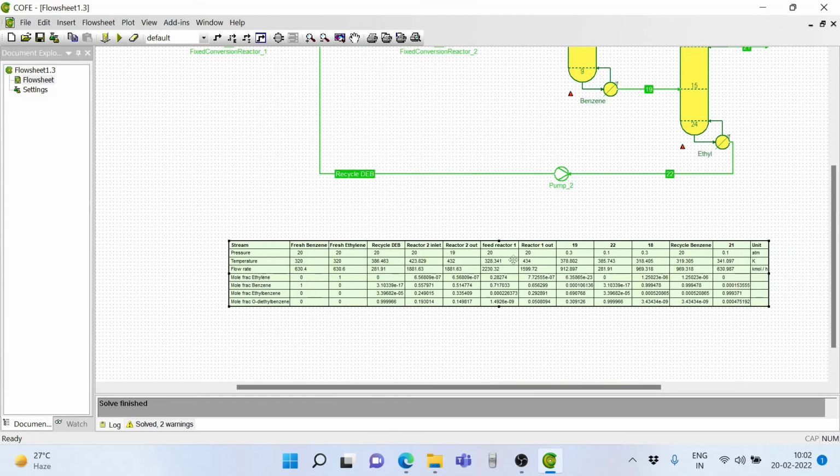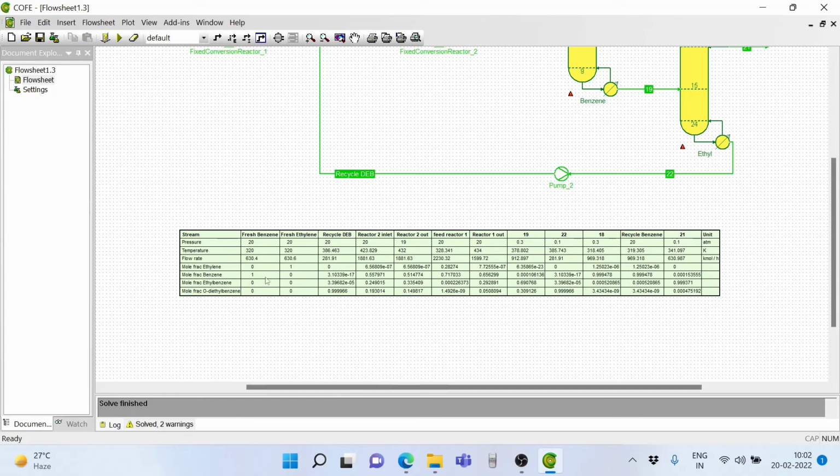Now at the bottom you will get a stream report which will show the flow rate and the concentration in each and every stream, and what the temperatures and pressures are. Now this gives a very clear overview of your process. This is a full simulation. A lot of things can be done in this.